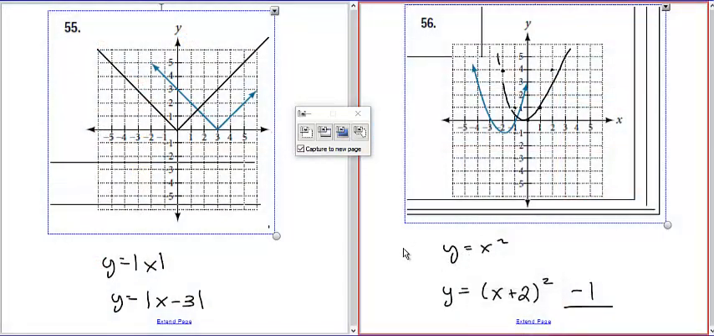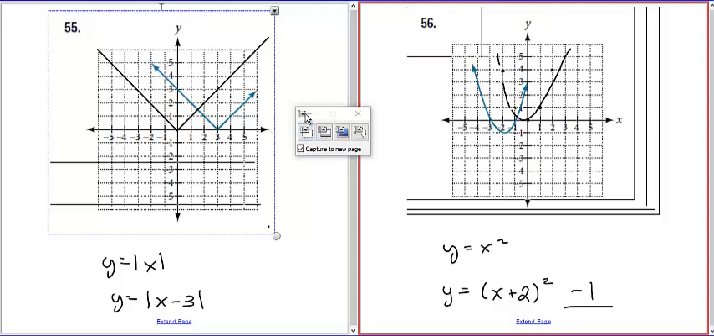You just have to recognize the parent function and then look at where the function's turning. Here it's turning from decreasing into increasing, here, same thing, decreasing into increasing.